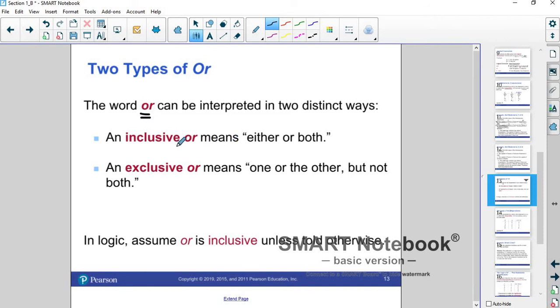Or can be thought of in two different ways, inclusive or exclusive. For us, we have to assume or is inclusive unless we're told otherwise. Now, sometimes it doesn't matter, right? What does inclusive mean? Either or both. Exclusive means one or the other, but not both. So if I say today is Monday or today is Wednesday, obviously it can't be inclusive because you can't have both of those at the same time, okay? But in general, when we say or in this class, it means inclusive. In other words, one or the other or both will make it true, okay?